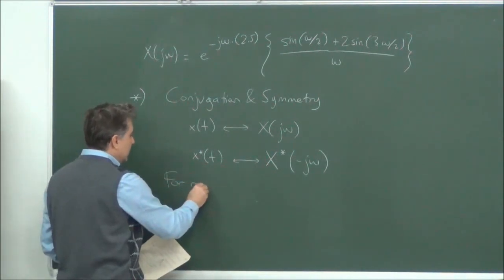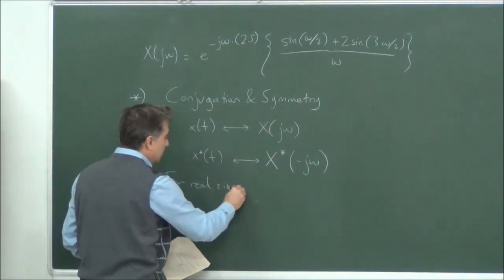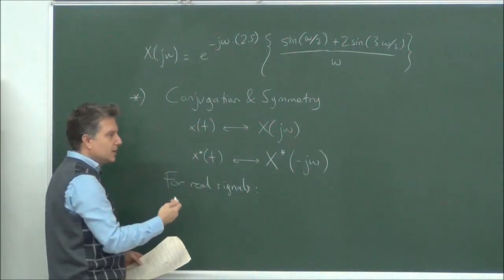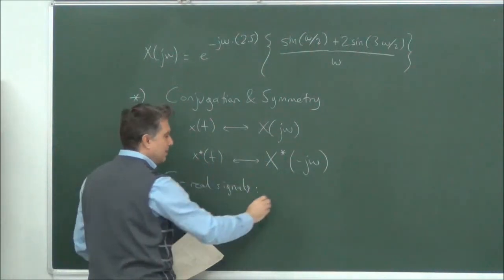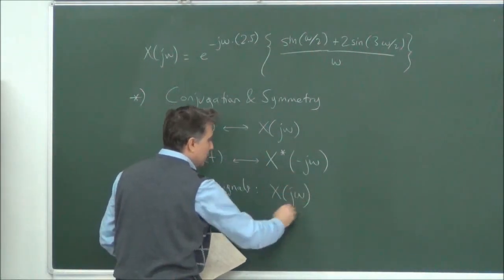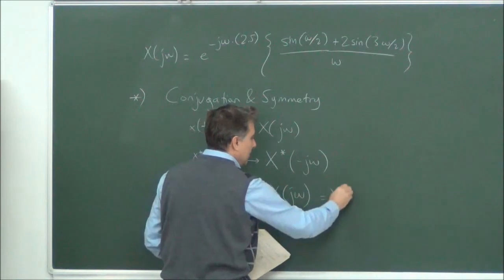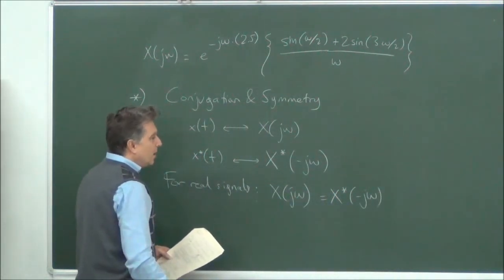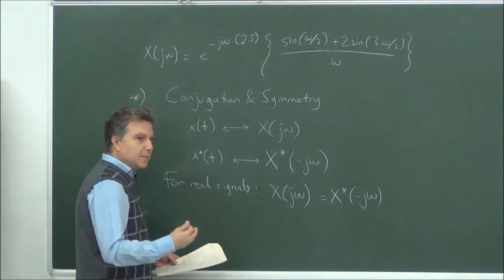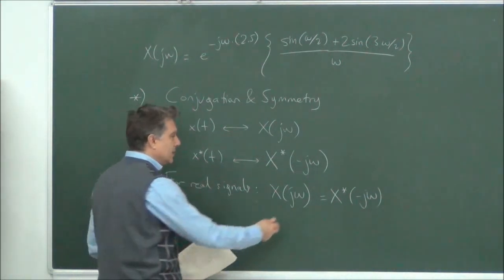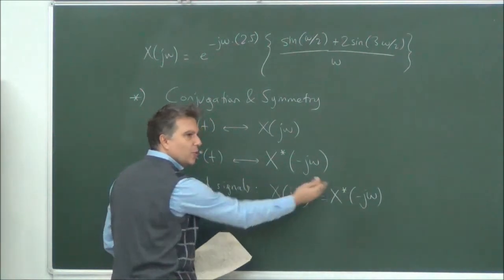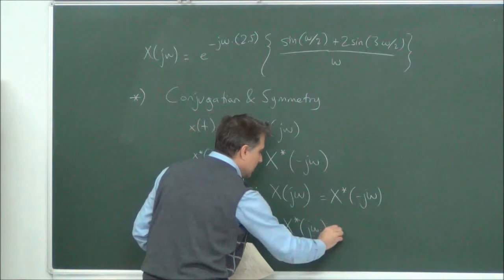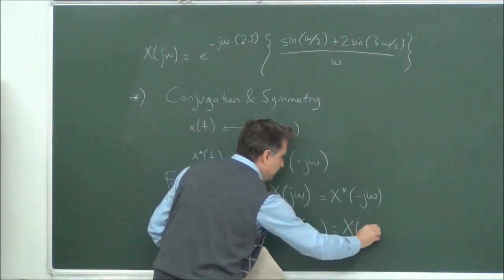Now, for real signals, since x of t and x conjugate of t are the same, these two must be the same as well. X of j omega is equal to x conjugate of minus j omega. Or if you wish, you may remember this more easily like this. Take the conjugates of both sides of the equation and you say x conjugate of j omega is equal to x of minus j omega.